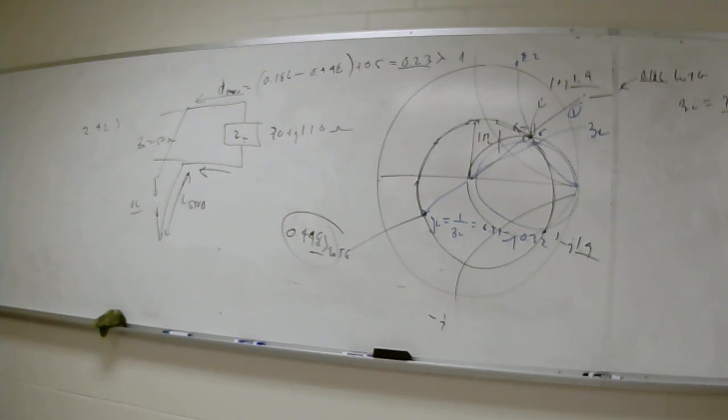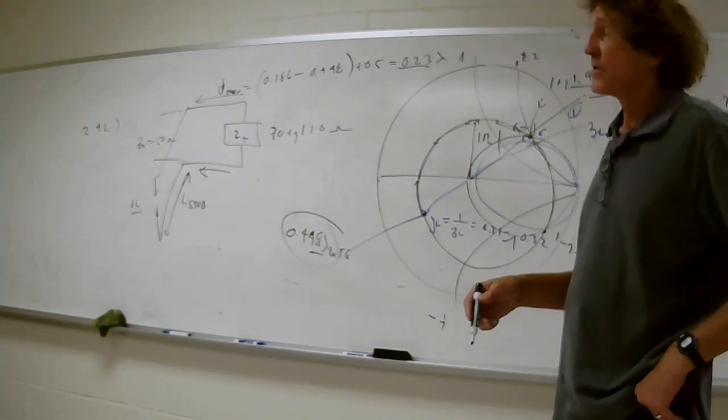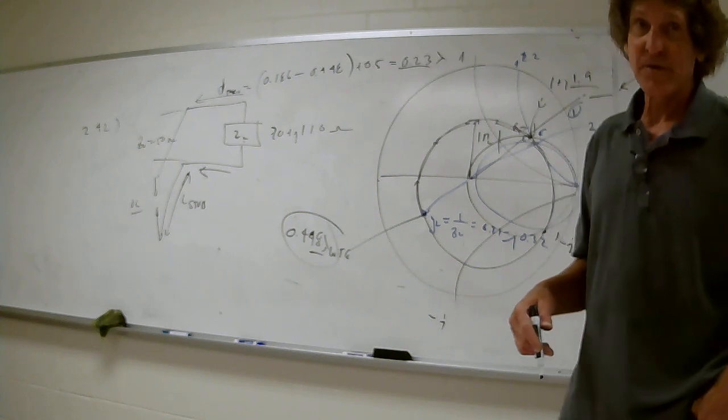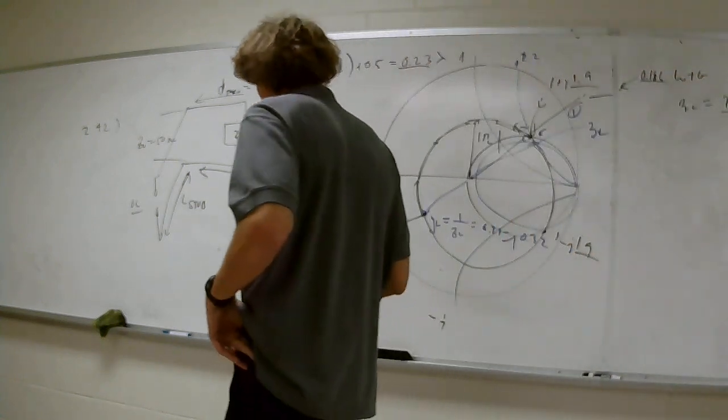Now, that's that. Now, we've got 1 plus J 1.9. You all agree that's the shortest distance? Yes. Now, we have to find a stub that's an open circuit stub.